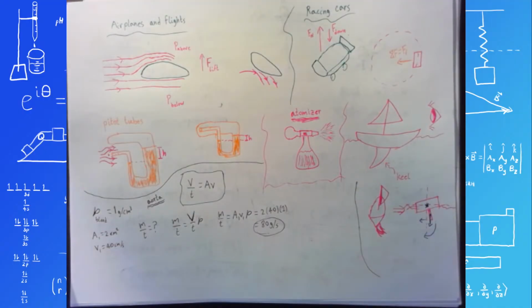Part B was, where did it go? Assume that the aorta branches to form a large number of capillaries with a combined cross-sectional area of 3 times 10 to the 3 square centimeters. What is the flow speed in the capillaries?